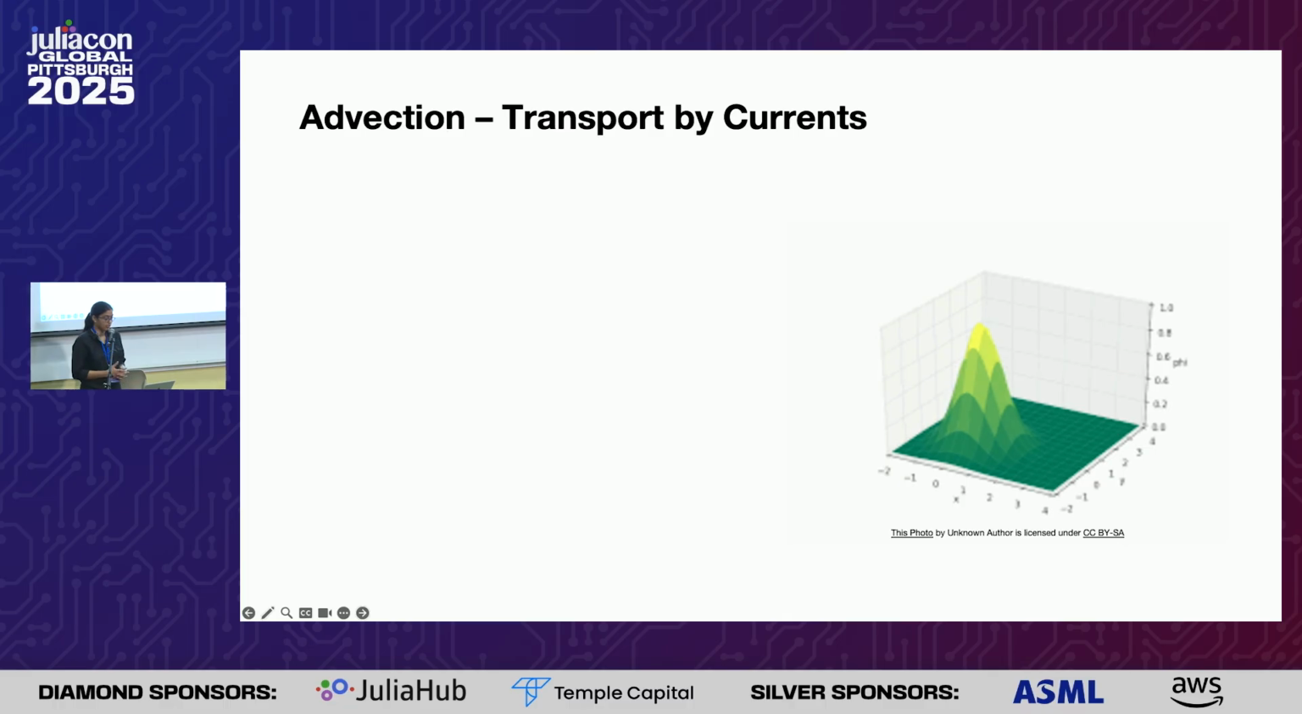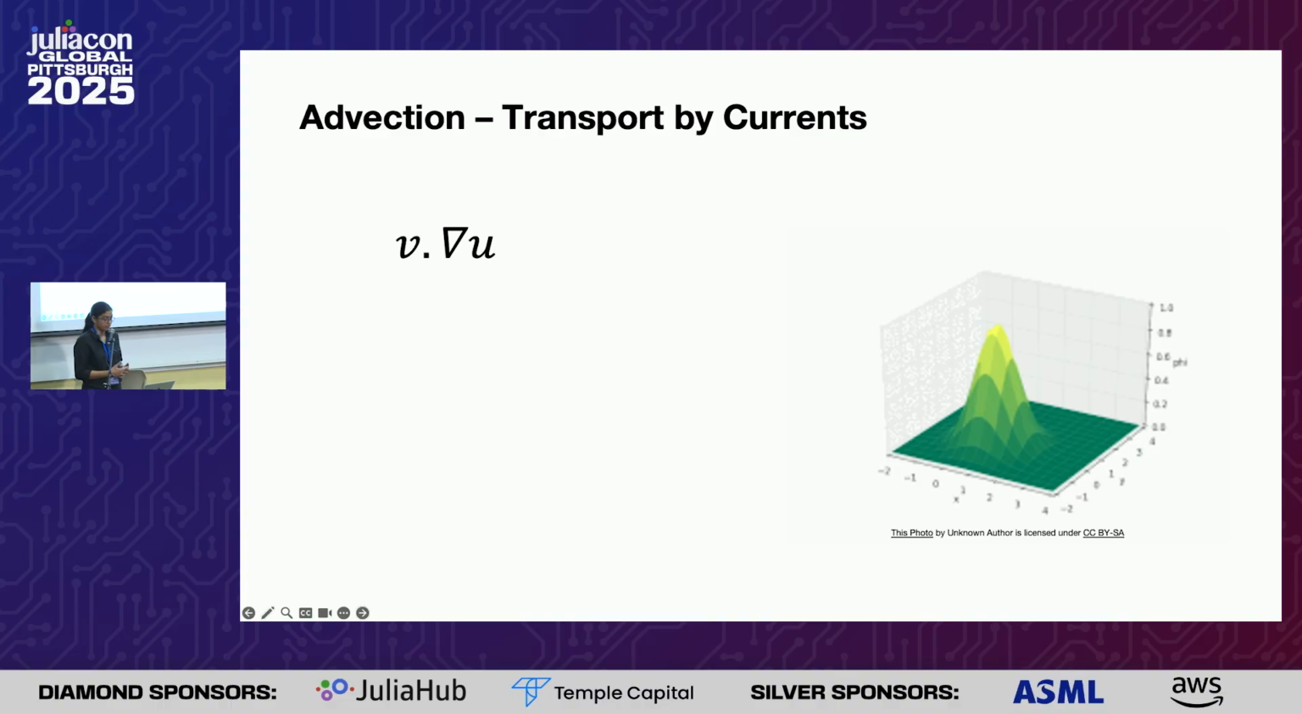Let's take a closer look at the first key physical process in our equation, which is advection. At its core, advection is simply the transport of a substance by the bulk motion of the fluid. Here, the object is moving within the fluid; the water's movement is transporting it from one place to another.